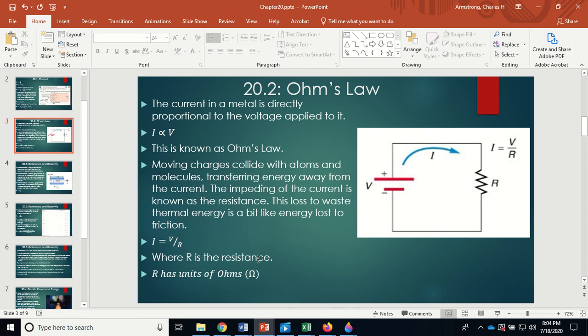Moving charges collide with atoms and molecules, transferring energy away from the current. That's a resistance. It impedes the current flow, and this is known as resistance. This loss to waste thermal energy is a bit like energy loss to friction. So the resistance is like a friction in the way of the flow of the current. So the current I is directly proportional to the voltage, but inversely proportional to the resistance. So I equals V over R, where R is the resistance. R has units of ohms.